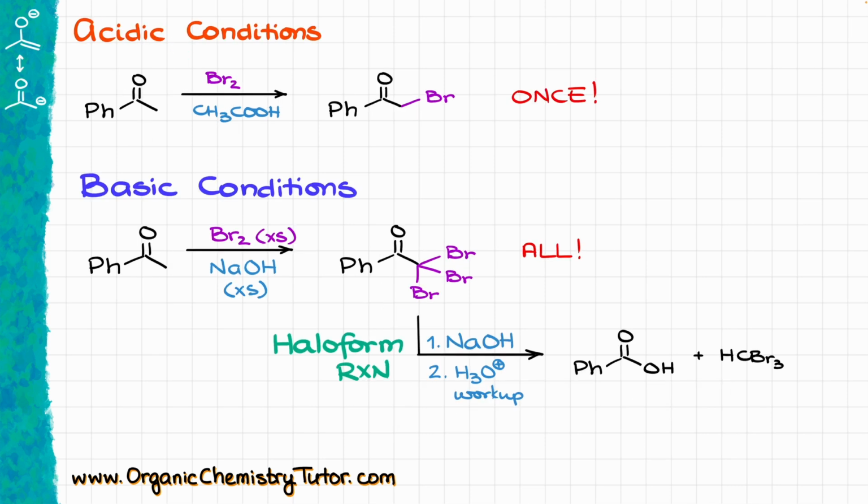So as you can see, the alpha halogenation of carbonyls is a fairly straightforward reaction. The most important thing for you to remember is that in acidic conditions, you are going to do the substitution once, in basic conditions you are going to do the exhaustive substitution, and if you have the leaving group, you are going to proceed with the haloform reaction.